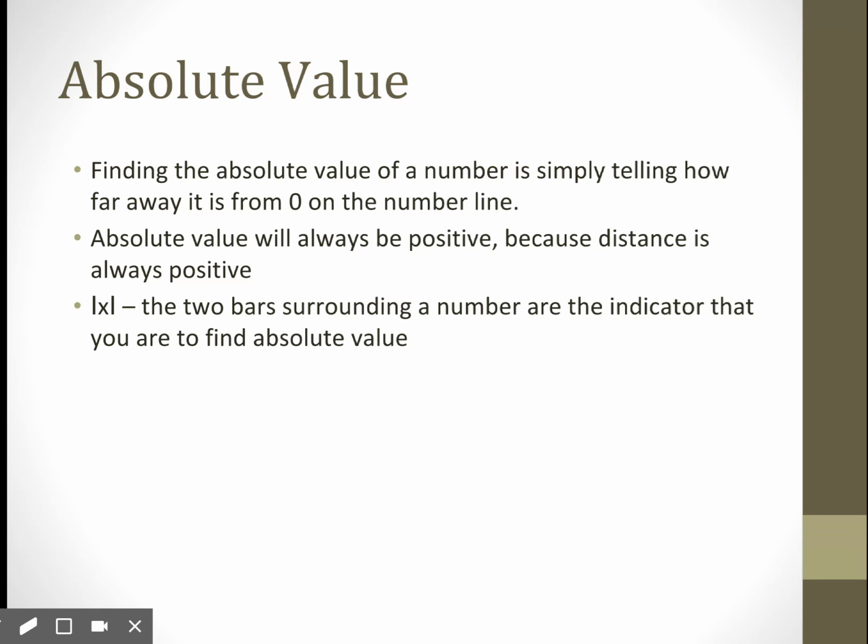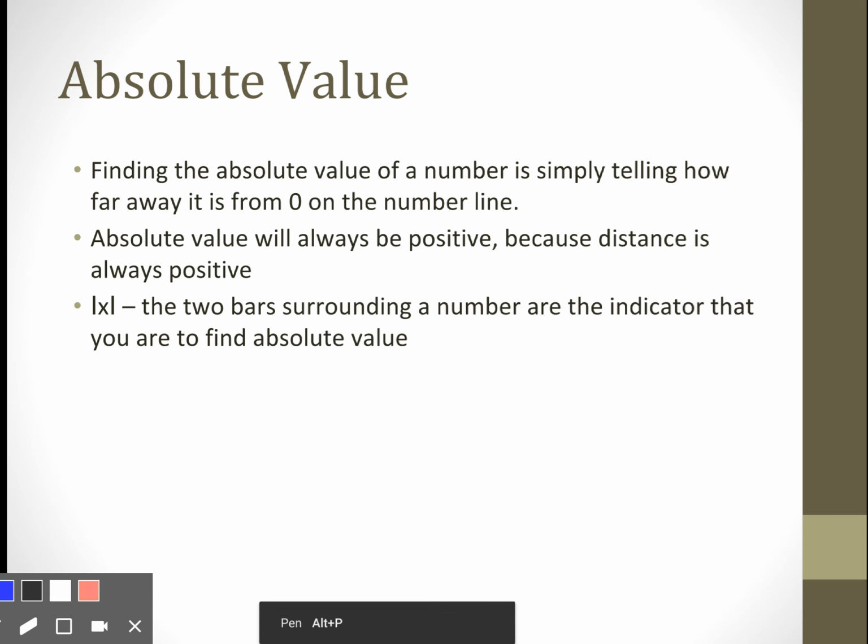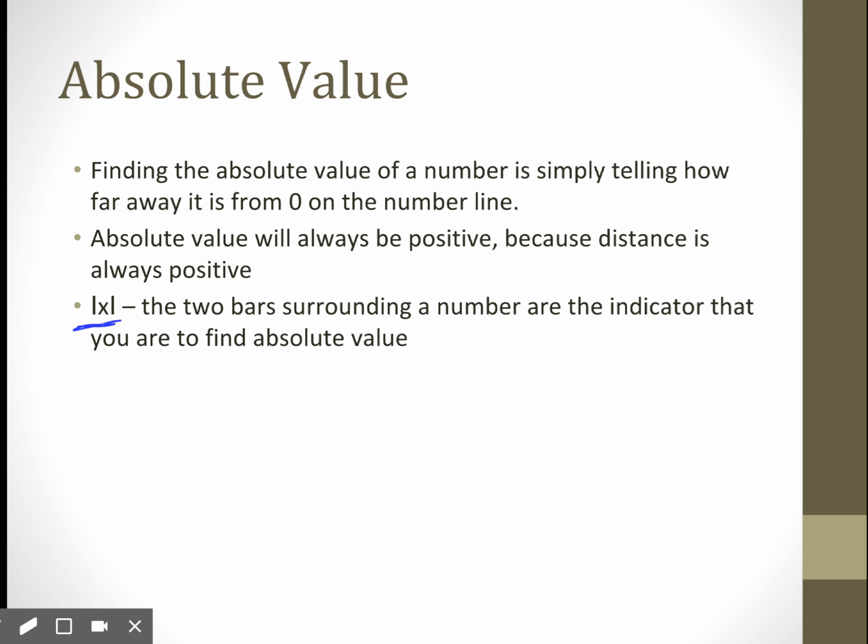Absolute value. To find the absolute value of a number is simply telling how far away it is from 0 on the number line. Absolute value will always be positive because distance is always positive. The 2 bars here around our x is the signal that you are looking for the absolute value of a number. So anytime you see 2 bars around a number, it tells you to find the absolute value. So the absolute value of -17 here would be 17.